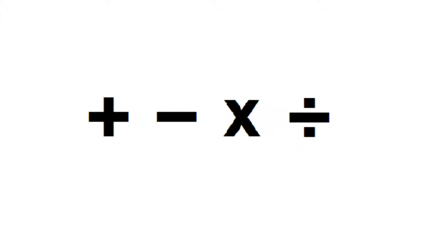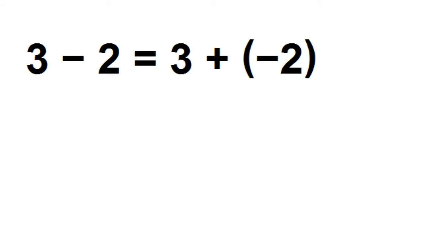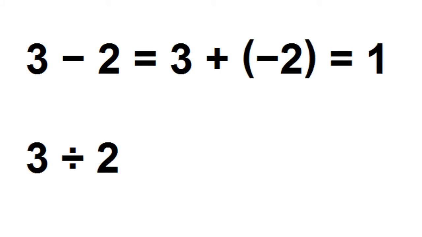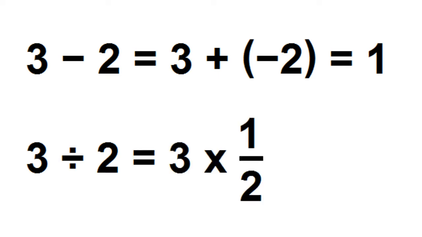In maths, there is technically no such thing as subtraction and division. What? Let me explain. Every subtraction can be written as addition with negative numbers, and every division can be written as multiplication but with fractions. For example, 3 minus 2 is the same as saying 3 plus negative 2, and 3 divided by 2 is the same as saying a half of 3, or 3 times a half.